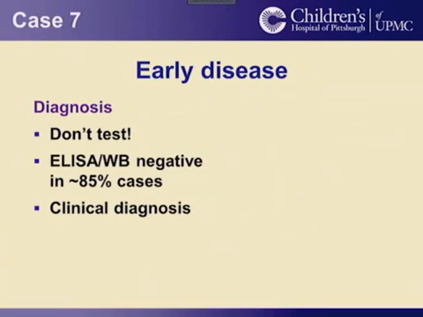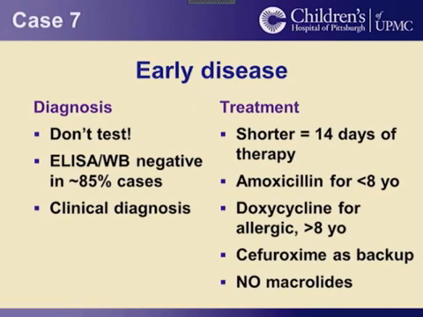When we think about management, for the diagnosis of early disease, as I said, don't test and make a clinical diagnosis, but for treatment, we really want shorter durations of therapy. 14 days of therapy is adequate for almost all of these cases, using amoxicillin for younger children and doxycycline for those greater than 8 years old. Cefuroxime is a backup, as well as doxycycline for allergic ones, and I will emphasize that macrolides do not play a role in the treatment of early Lyme disease.